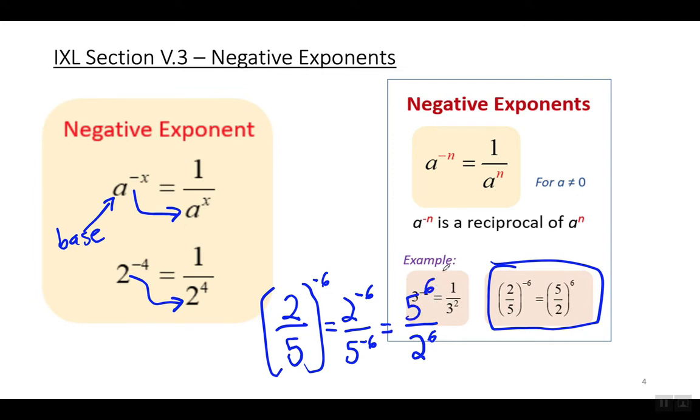You always got to simplify. But the point is, if the negative exponent is in the numerator, you got to put it in the denominator to get rid of it. If the negative exponent is in the denominator, you got to put it in the numerator to get rid of the negative sign. You always put it in the reciprocal location.